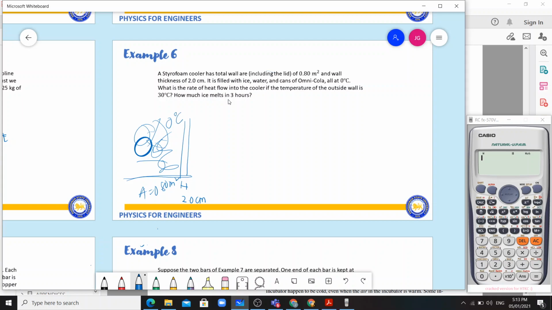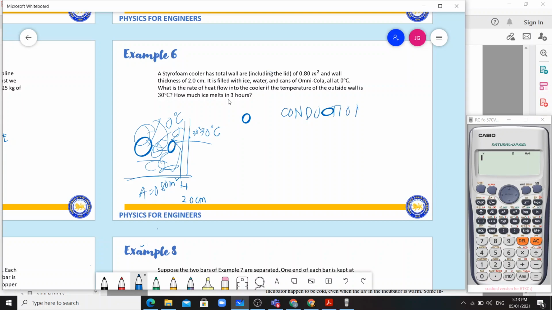What is the rate of heat flow into the cooler? So, the inside is cold and the outside is hot because it is 30 degrees Celsius, so the heat flow is going inward. What is the rate of heat flow into the cooler if the temperature of the outside wall is 30? Since this is from the outside wall, this outside wall is at 30 degrees Celsius. So, it is in contact, and the principle we will use here is conduction.